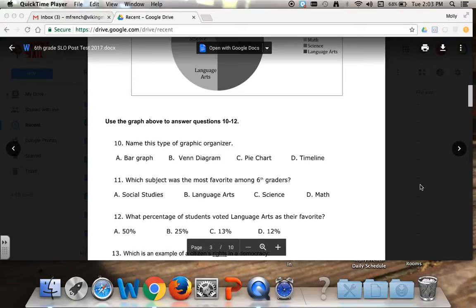Number 11. Which subject was the most favorite among sixth graders? A. Social studies. B. Language arts. C. Science. Or D. Math. Number 12. Which percent of students voted language arts as their favorite? A. 50%. B. 25%. C. 13%. Or D. 12%.